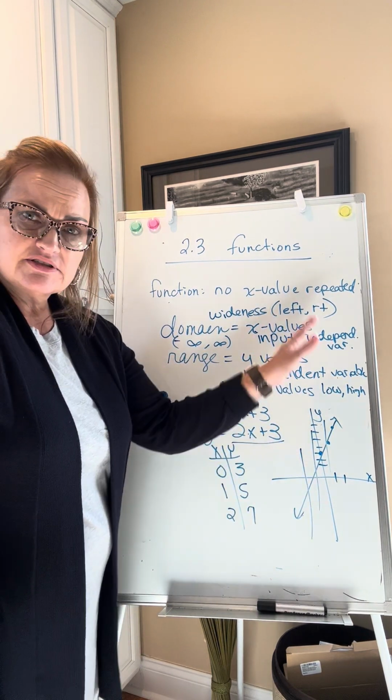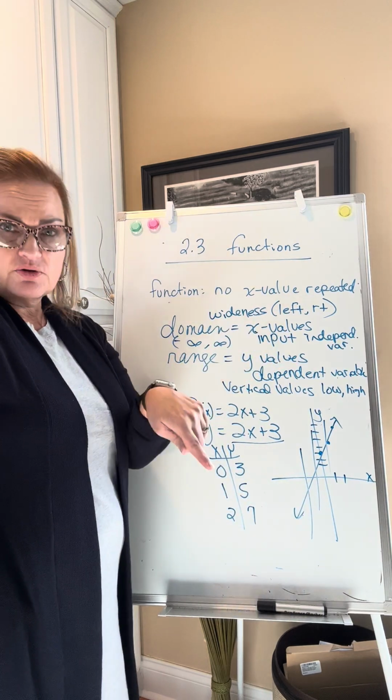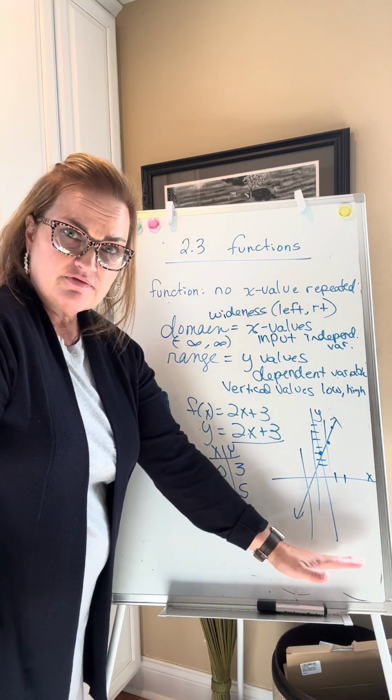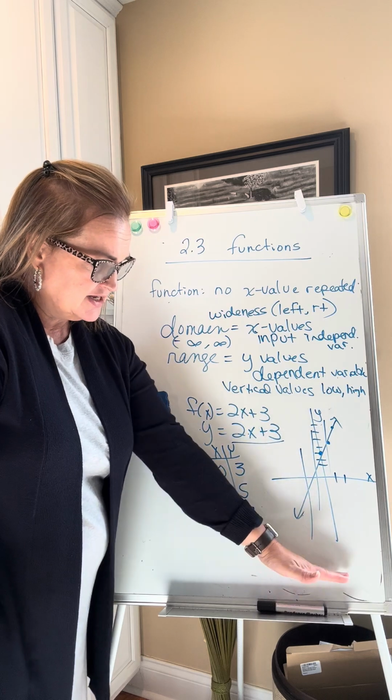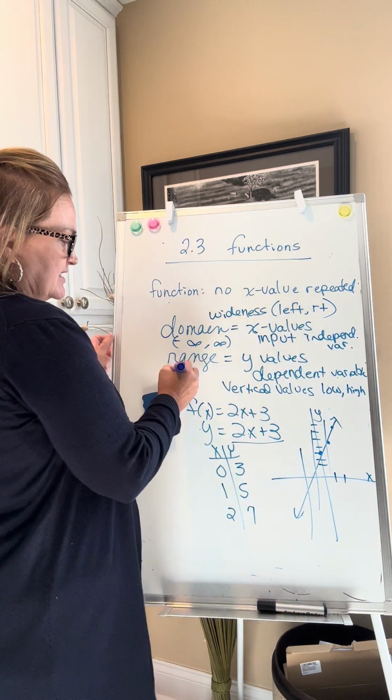Range, how far does it go up to down? And you always put the smaller number first. So the low value is negative infinity. It keeps going down, and then it keeps going up. So it's the same answer.